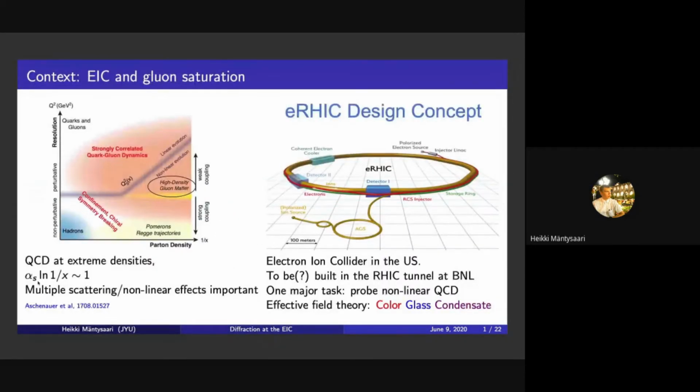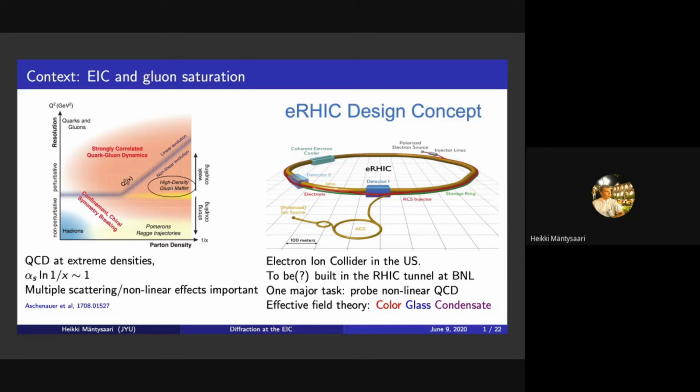So let's start by looking at the QCD phase diagram, how I personally like to see it. It's shown here on the left. This is the cold QCD phase diagram, shown as a function of parton density, quantified by 1 over Bjorken x, and the resolution scale. The most interesting corner of the phase space, at least for me, is shown here, where the scale is large enough so that we can do some perturbative calculations.